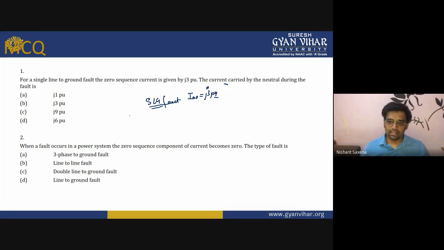I've told you that when we are dealing with the single line to ground fault, IFA neutral is equal to 3 times IA0. So directly when I substitute, it will be equal to 3 times 3j, which is 9j per unit. So the correct answer is option C.